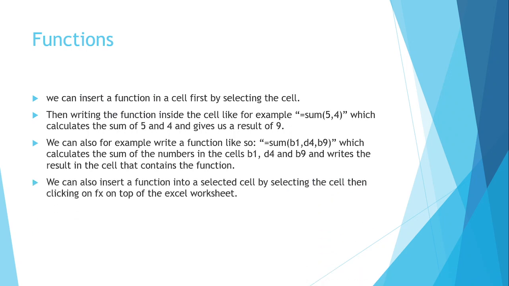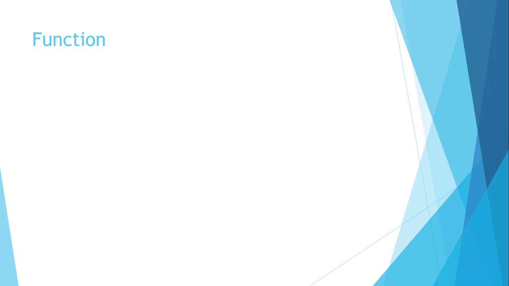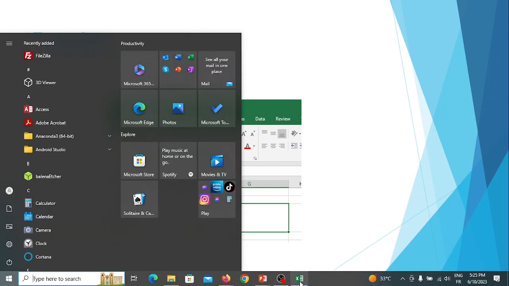We can also insert a function into a selected cell by selecting the cell, then clicking F of X on top of the Excel worksheet. Okay, we can copy the function by grabbing the lower right corner of the cell and dragging down. The function then will be applied to all the cells selected. Okay, we're gonna see an example of this.